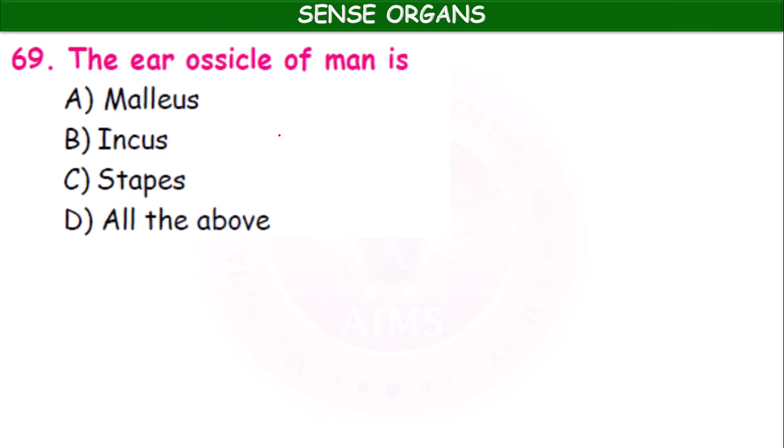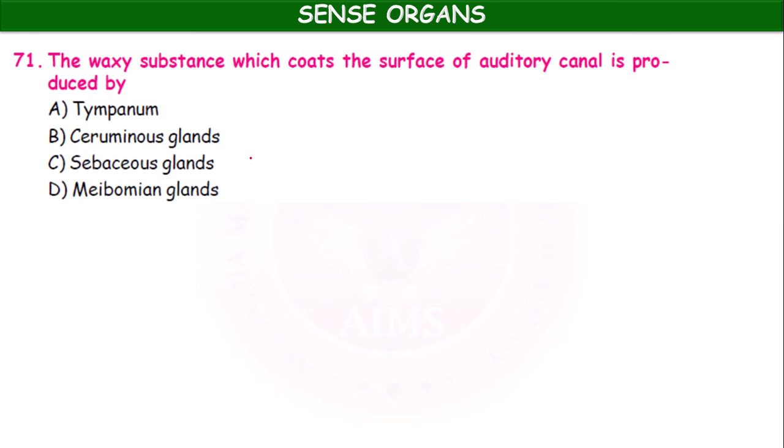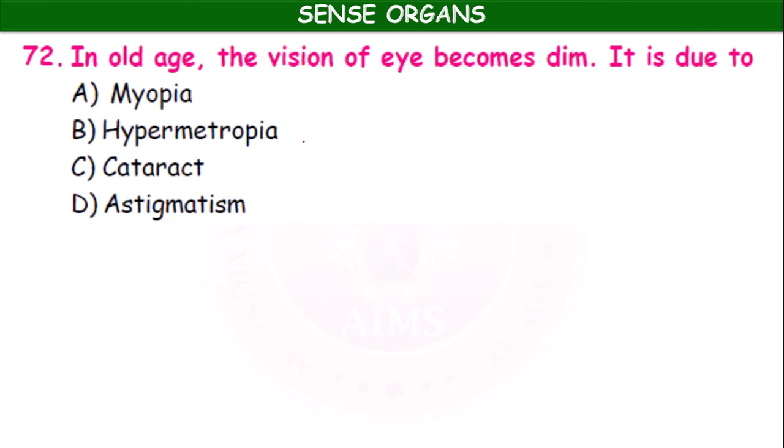The ear ossicles of man are malleus, incus, stapes. Yes, all the above. The ciliary body is located near the ciliary muscles, near the blind spot, just behind the cornea, at the junction of iris and choroid. The waxy substance which coats the surface of the auditory canal is produced by tympanum, ceruminous gland, sebaceous glands, Bowman glands. It is the ceruminous glands which secrete the ear wax. In old age, the vision of the eye becomes dim. It is due to myopia, hypermetropia, cataract, astigmatism. It is due to cataract.